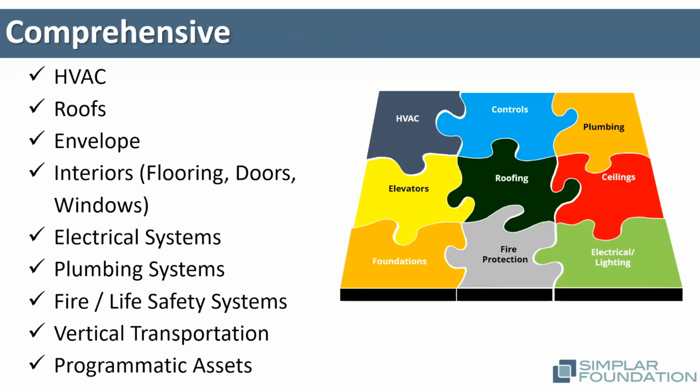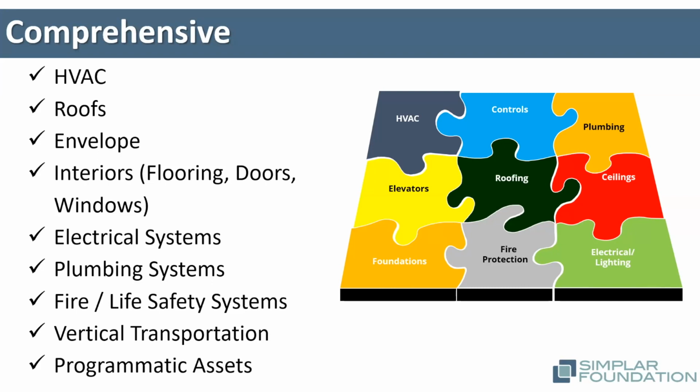So from a comprehensive perspective, a good facility condition assessment is going to make sure that it's thorough and has enough depth in all of these different categories listed on the screen here. All of these pieces really do fit together in that puzzle of a building. Every building is unique. Every building is different. Some buildings will not have vertical transportation. They will not have elevators or escalators or moving walks. Some buildings might have some very specific programmatic assets, such as a kitchen. And that's very common in healthcare, in hospitals, and in K through 12 facilities.